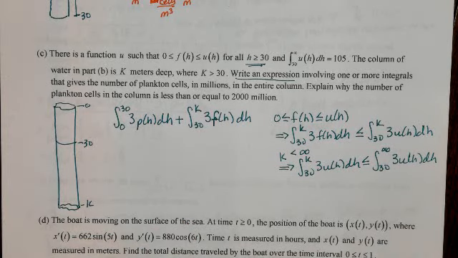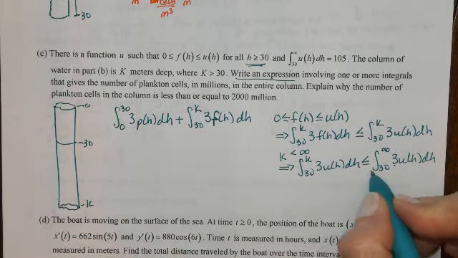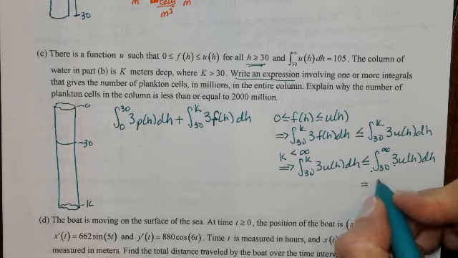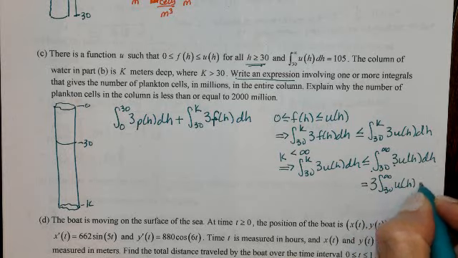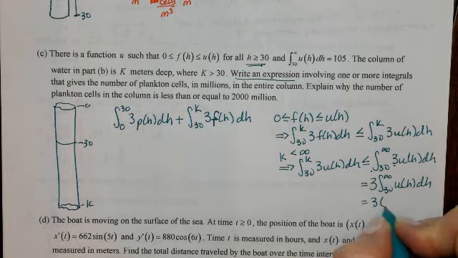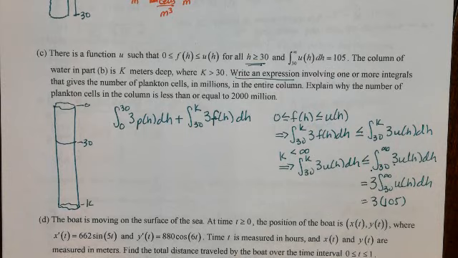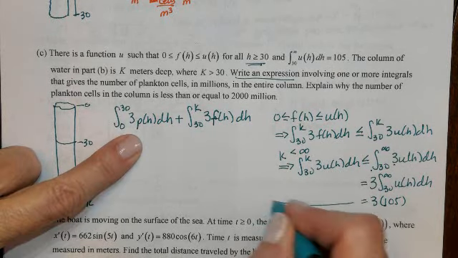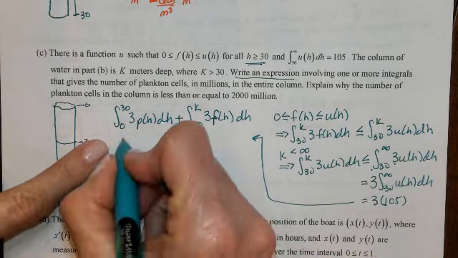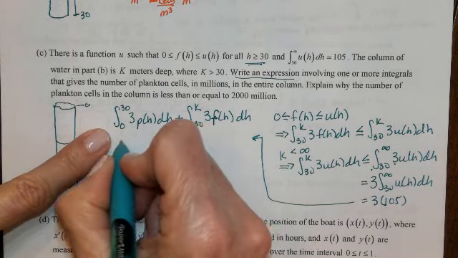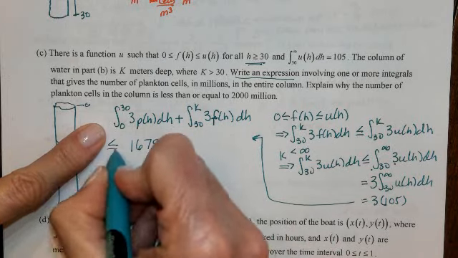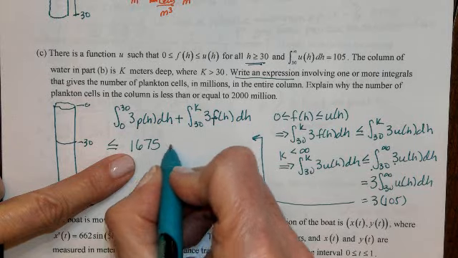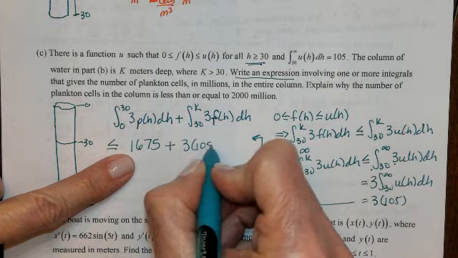Does that make sense? And I can bring the 3 out. So I can say equals 3 times the integral 30 to infinity of just u of h dh. And then that is 3 times 105 from the information they gave us up there. So coming back over here, this value is 165. So this value then is less than or equal to 1675 plus 3 times 105.